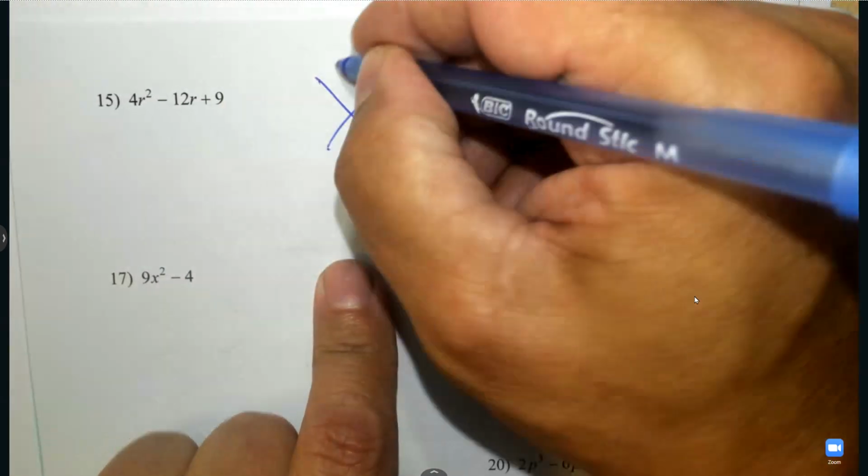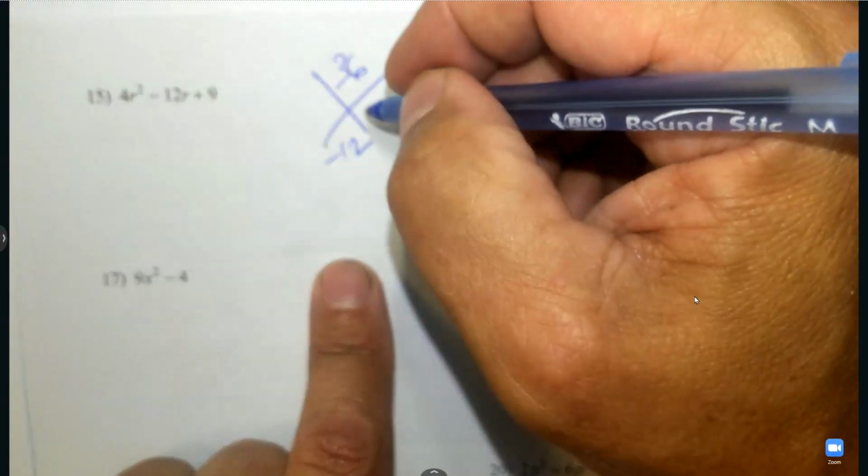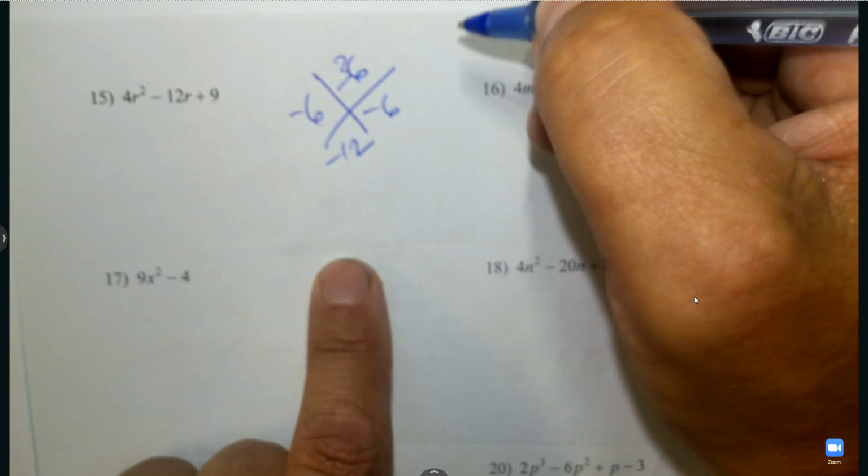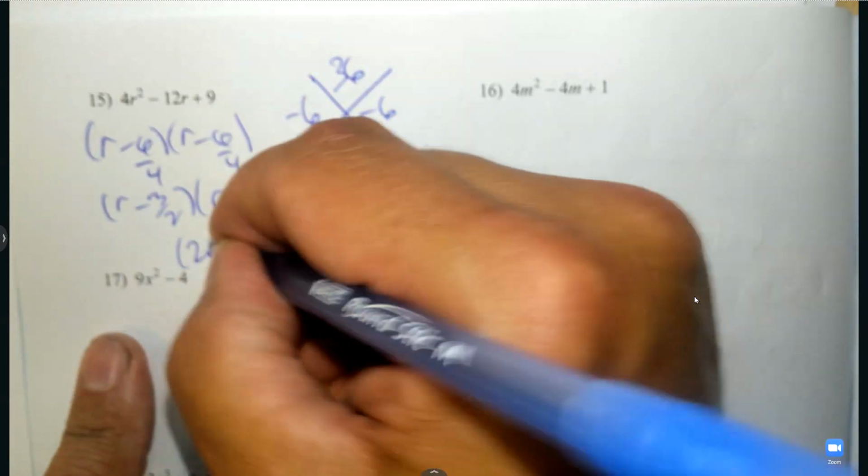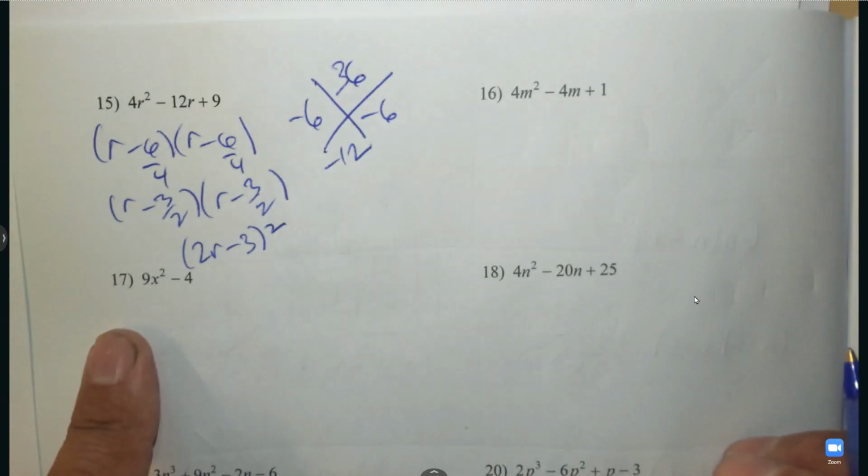Let's do that. 4 times 9 is 36 and negative 12. What's going to fit? So the two numbers are negative 6 and negative 6. They match. It's going to be a perfect square. And then I divide by 4. It has to be in lowest terms, so that's 3 over 2 and 3 over 2 by dividing by 2. And I'm going to slide that 2 in front. They repeat, so I can just write it as 2r minus 3 squared.